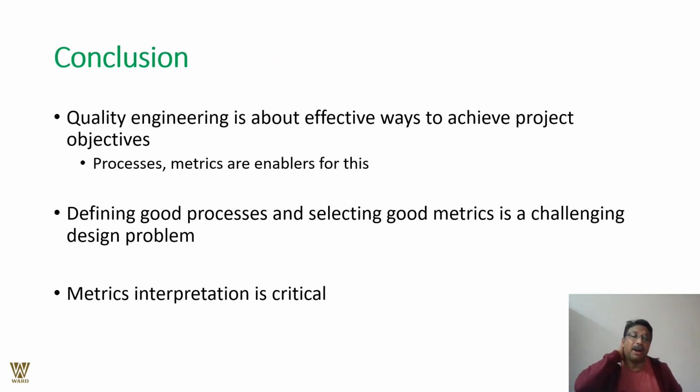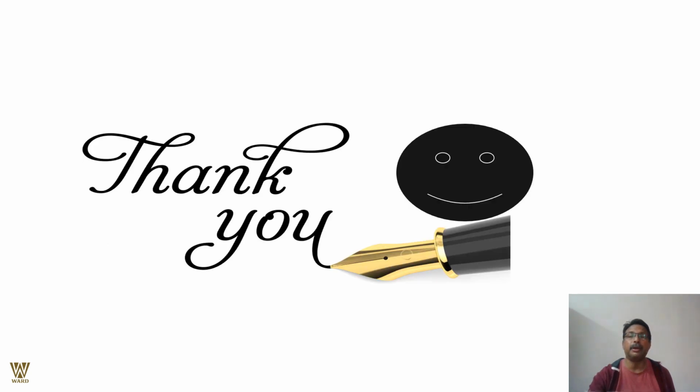As a concluding remark, quality engineering is all about effectiveness. It is all about effective ways to achieve the project objective. Processes and metrics are enablers for this. Defining good processes and selecting good metrics is a challenging design problem. Metric interpretation is absolutely critical.